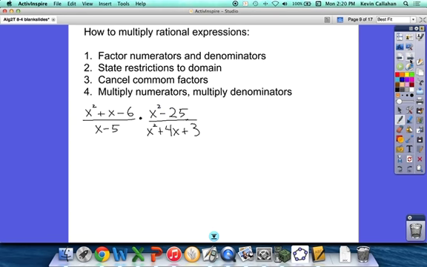Okay. So now what we're going to do is rational expressions. Of course, I have to add one more step than I had with fractions, and that is to state the restrictions. It's something you don't have to worry about when you just have numbers involved. So first step, factor the numerators and denominators. If you're multiplying two fractions, you could have up to 4 factoring problems inside.